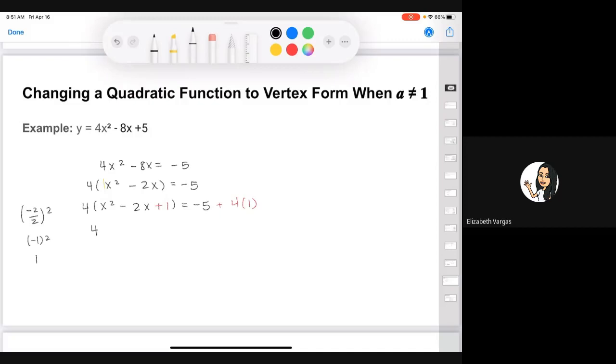And when I factor this equation in the center, that is x minus 1 squared. How did I get that? Square root of 1 is 1. And so that's what's going to be placed in here. And then equals, what is this equal to? -5 plus 4. -5 plus 4 is -1. And so I can move that back over. So 4 times x minus 1 squared plus 1 equals y. And so that is my vertex form. Except in this instance, my a is 4, my h is 1, and my k is 1.